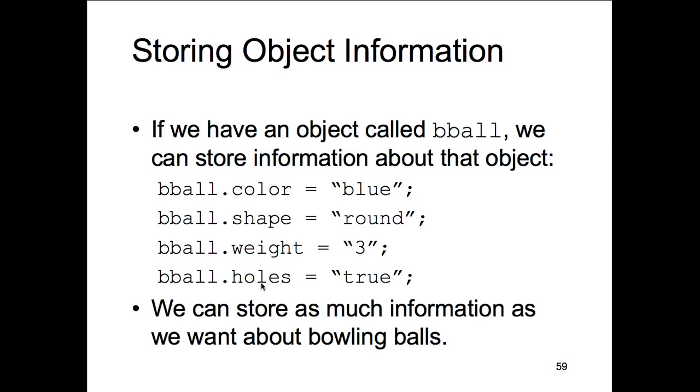So if we can't remember what color the bowling ball is, we can go bball.color. And if we have bball2.color and bball3.color, however many balls we create, we can keep track of all the associated colors with each of the associated objects by making the variable attribute a member of the object, using the dot notation for its assignment. So we can store as much information as we want about our bowling balls the same way.